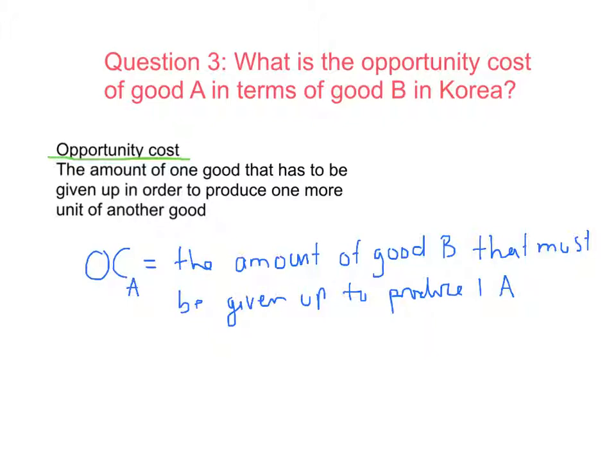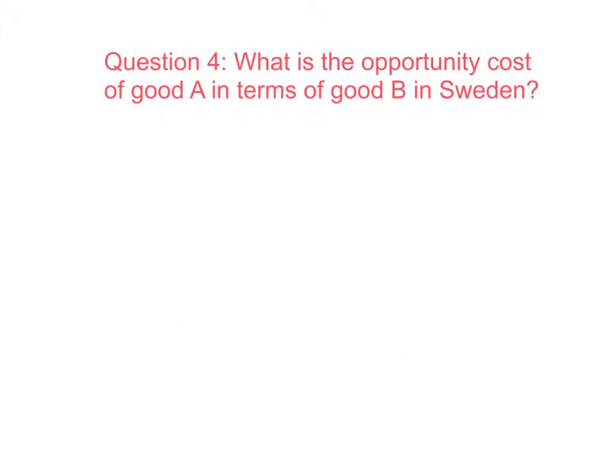The way we calculate the opportunity cost is to take the ratio of the unit labor requirements in a particular country. So the opportunity cost of A is the unit labor requirement for A divided by the unit labor requirement for B. If we're going to look at Korea, then of course we're going to be looking at the unit labor requirements for Korea, which is equal to 30 for good A and 12 for good B, giving us an opportunity cost of 2.5 B for every A produced. So that's the opportunity cost of good A in terms of good B in Korea. If we want to find the opportunity cost of good A in terms of good B in Sweden, we've quickly calculated.